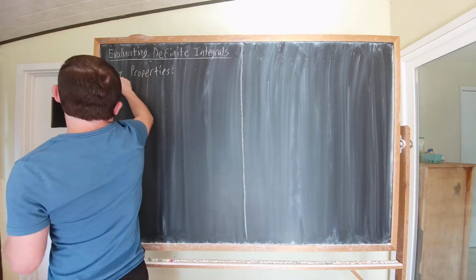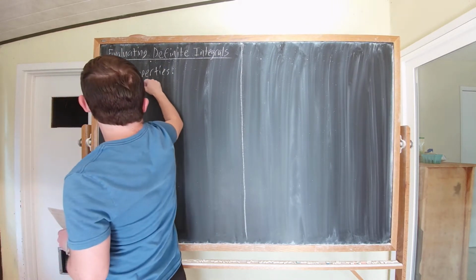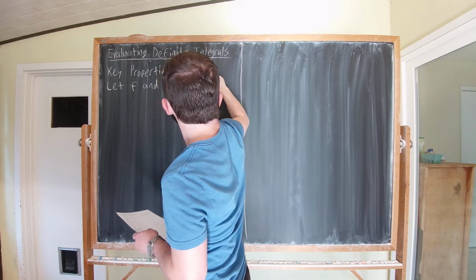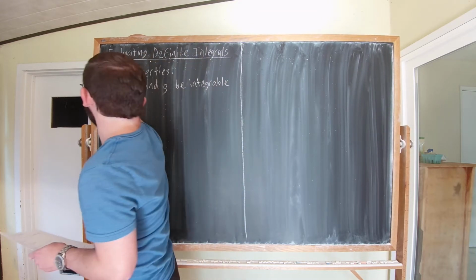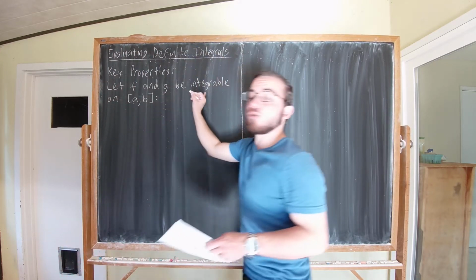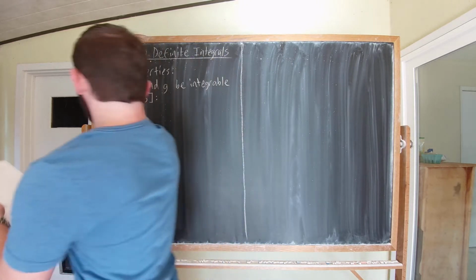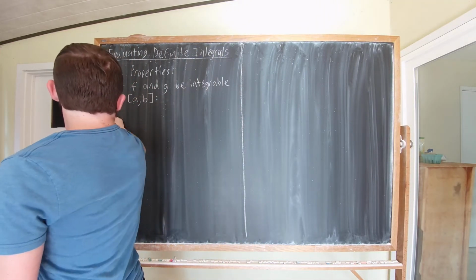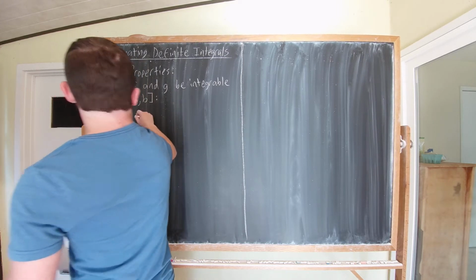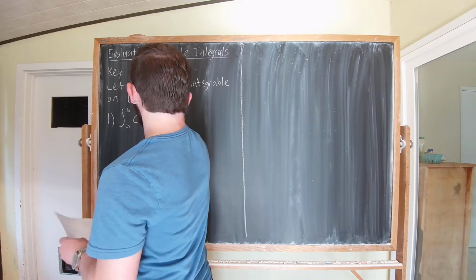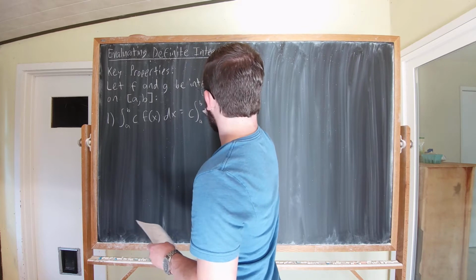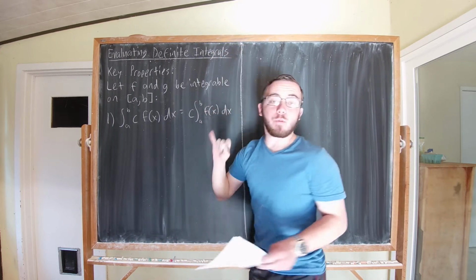Alright, property one, I suppose I should give us the setup. Let f and g be integrable on a to b. So we have two integrable functions on an interval. Then, what follows? Well, first, we have a scalar multiple rule. The integral from a to b of c times f of x dx is c times the integral from a to b of f of x dx, and we have a sum rule.